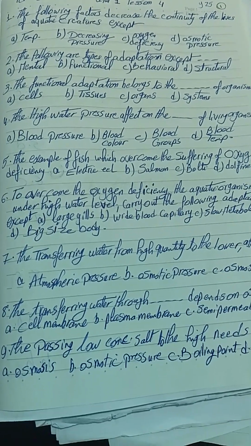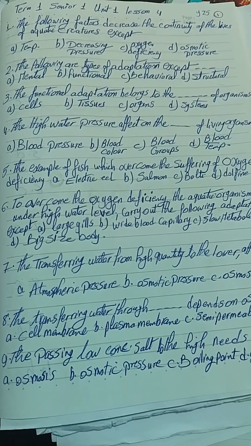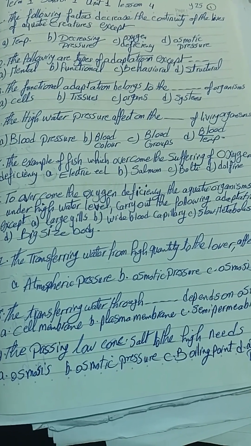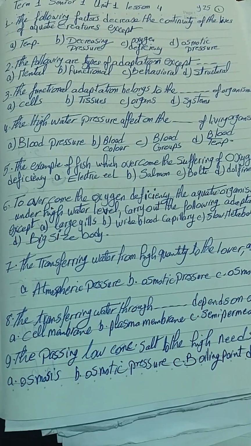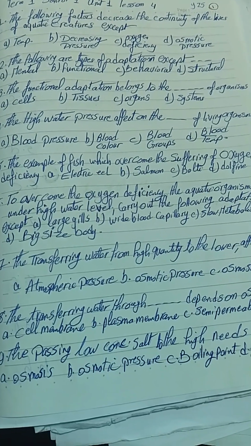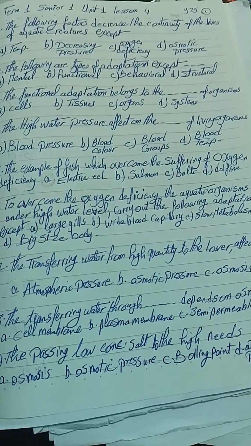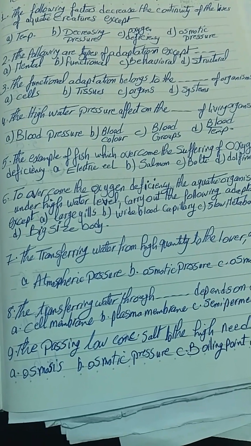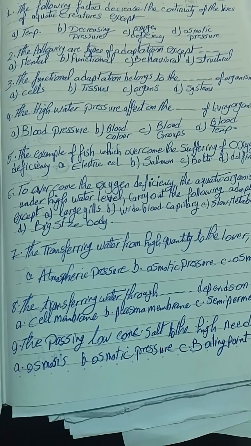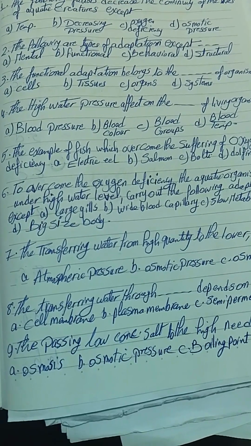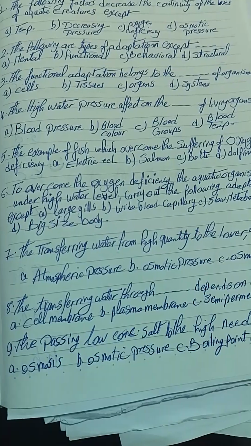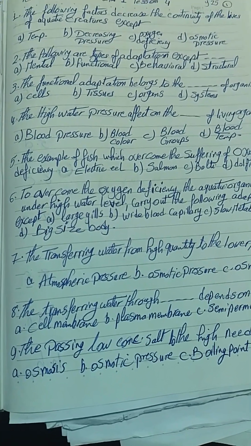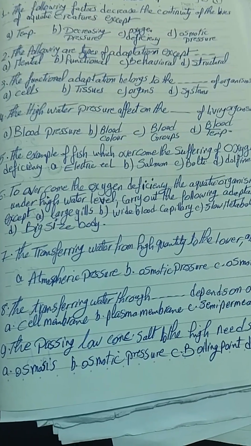Choose the correct answer. The following factors decrease the continuity of life of aquatic creatures, except: to revise this, we must know that temperature, oxygen deficiency, and decreasing osmotic pressure affect and decrease the continuity. So we must choose decreasing pressure, which is not among the factors that decrease the continuity.